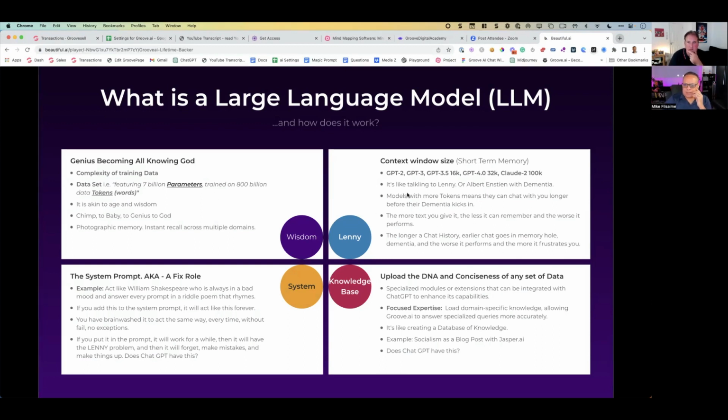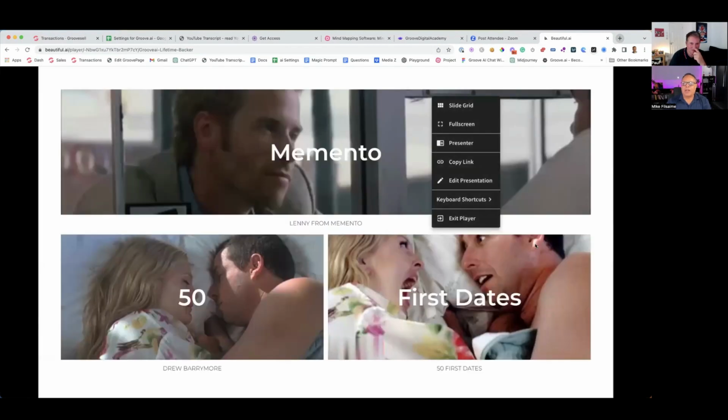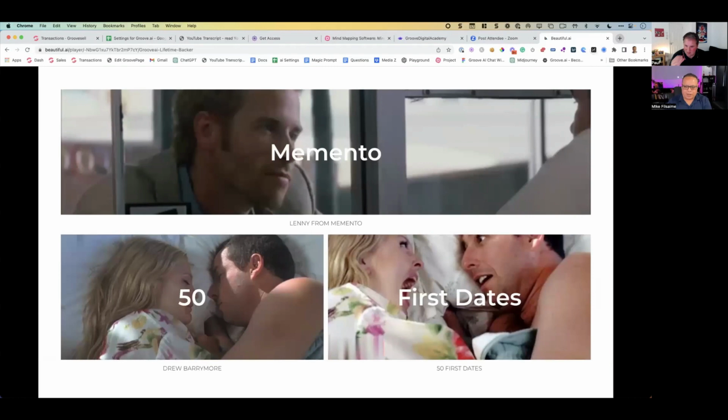But the next thing in the top right, this is what you were talking about, Paul. And over here, I call this Lenny, right? And so what I'm going to do is click this and go to the next slide here. And I have a picture here of Lenny from Memento. And underneath that, if people haven't watched that movie, I highly recommend you do, is a before and after picture of Drew Barrymore and Adam Sandler going to bed at night in the movie 50 First Dates. Paul's laughing because this is completely absurd what happens the next morning, right?